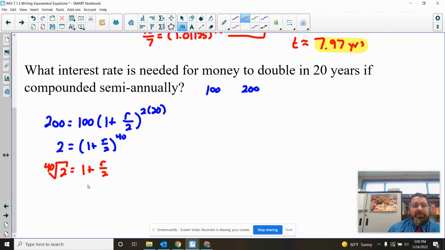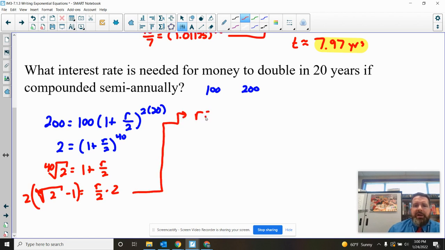To get the r by itself, let's subtract 1. So 40th root of 2 minus 1 is r over 2. And then multiply both sides by 2 to get the r by itself. Again, just because I'm out of space, let's finish this up. So the r is 2 times the 40th root of 2 minus 1. Let's see what this turns out to be.